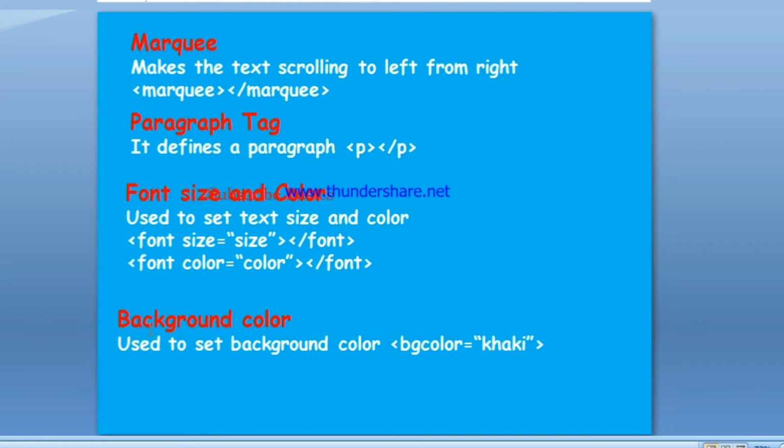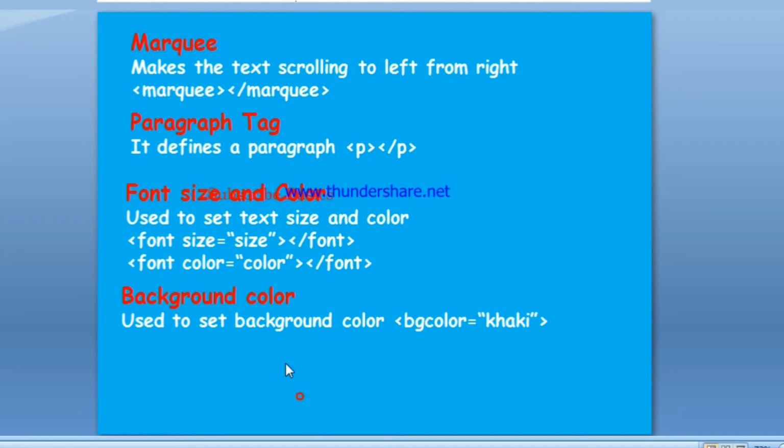Now the last, background color. To apply a background color, the code is body bgcolor. Here we have to write BG. BG means background color. So body bgcolor equals to opening quotes, and here the color of the background you want to put, and then close the tag. So let's start our practical now.